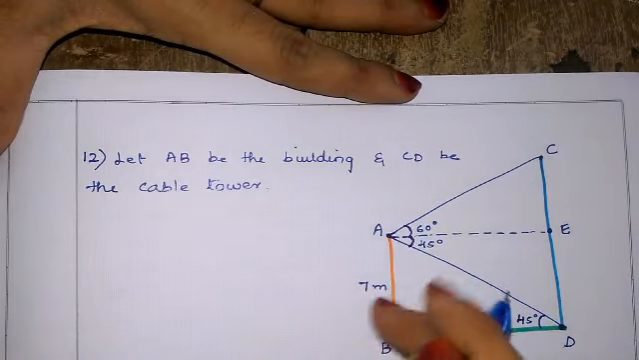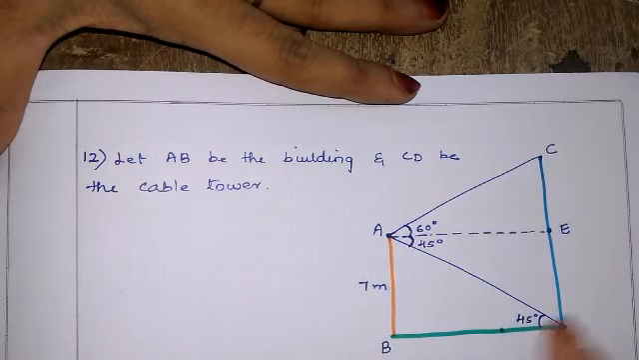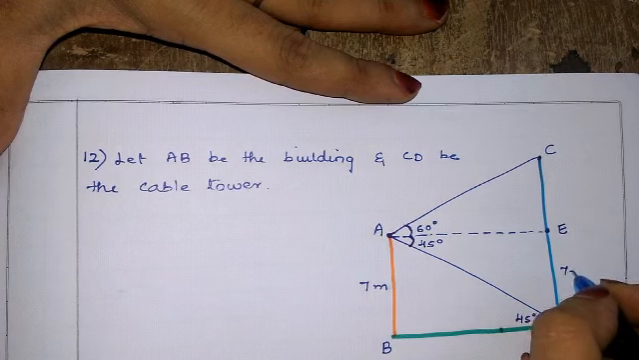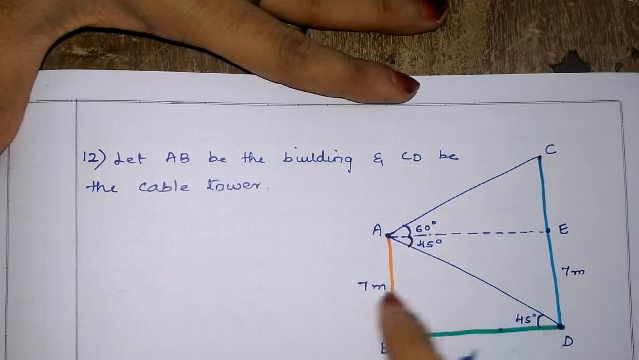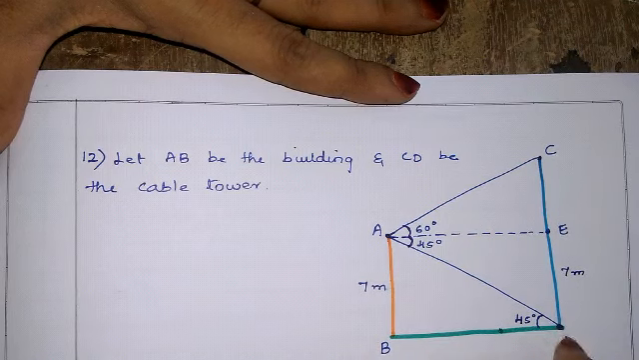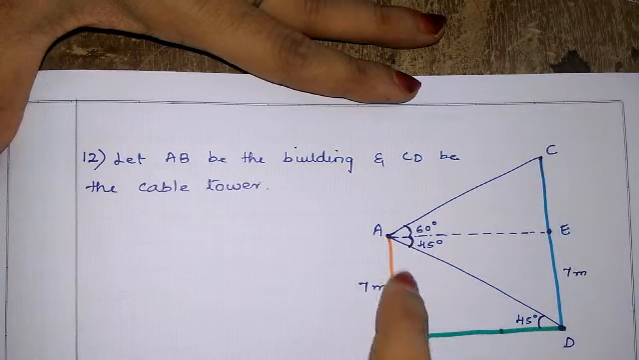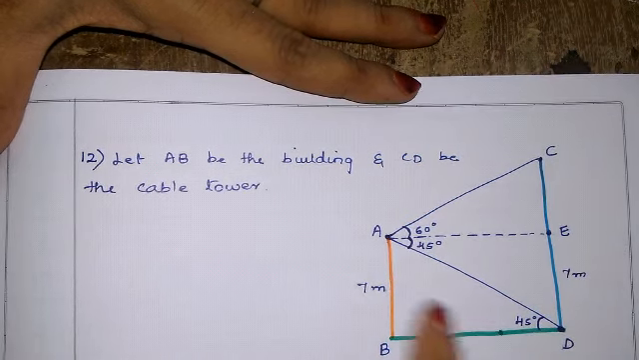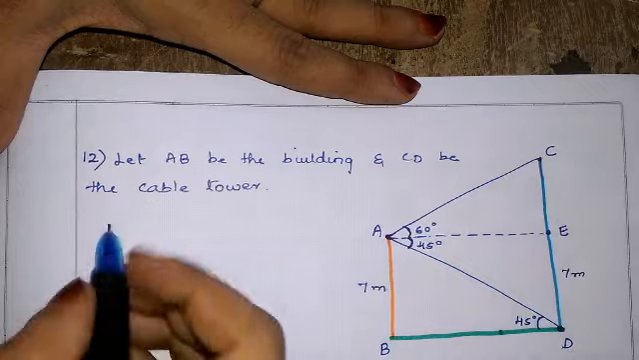We know that if this is 7 meter, this side also will be 7 meter only. Opposite sides of a rectangle are equal. We can see ABDE is a rectangle here, right? So we can say this is a rectangle. Now let us start. Right angle triangle we will take, ABD.